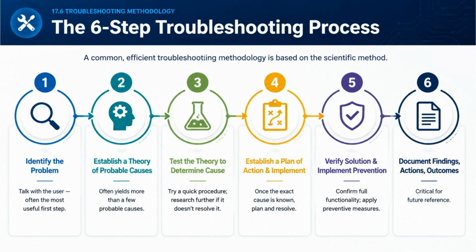The 6-step troubleshooting methodology, based on the scientific method shown on screen. Identify the problem. Talk with the user first, often the most useful step. Establish a theory of probable causes. Test the theory to determine the actual cause. Establish and implement a plan of action. Verify the solution and apply prevention. And document findings, actions, and outcomes. This structured approach applies to any technical troubleshooting, not just networking.